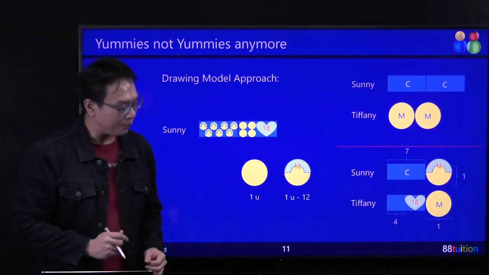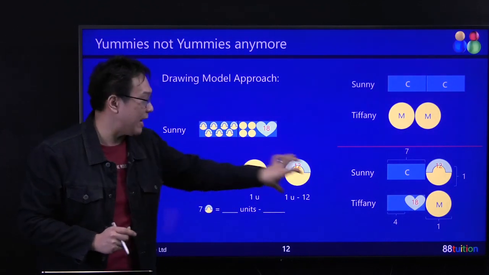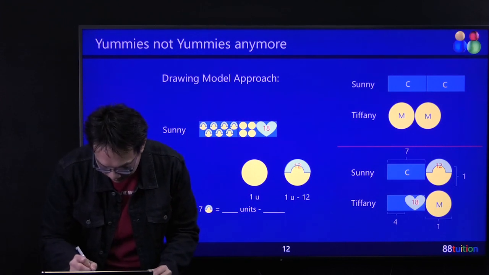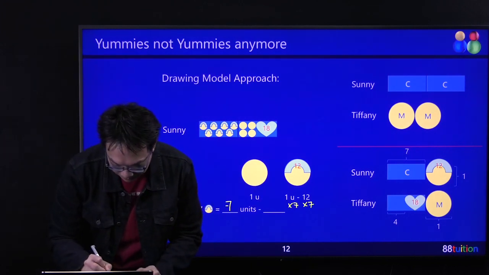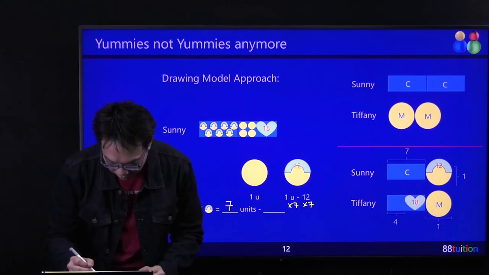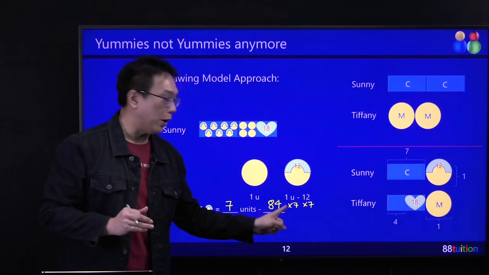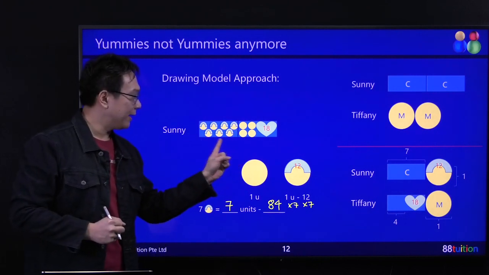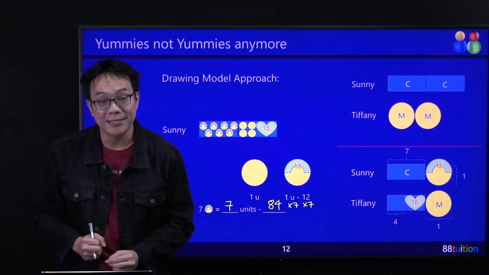We know that 1 pokeball is 1 unit minus 12. 7 pokeballs means there are 7 of this, so you have to times 7. 1 unit times 7 is 7 units. 12 times 7 is actually 84. So 1 of this is 1 unit minus 12. If you have 7 of it, it's 7 units minus 84. So this portion can be represented as 7 units minus 84.